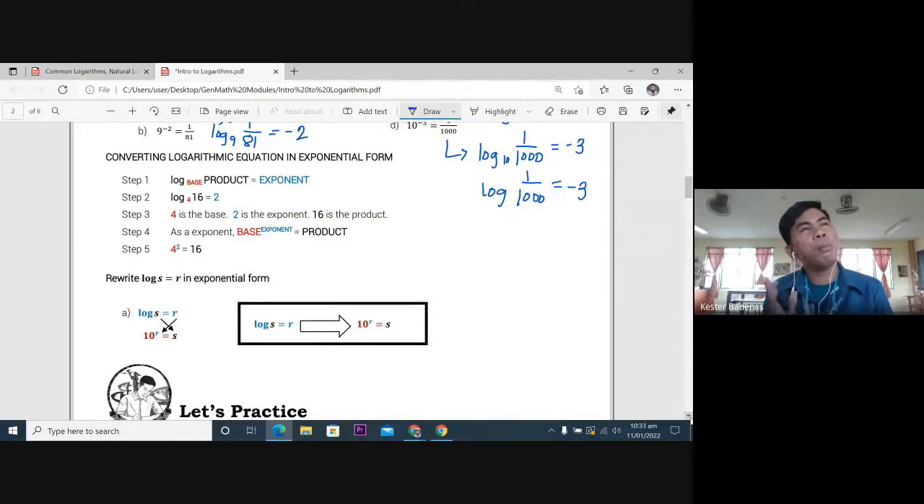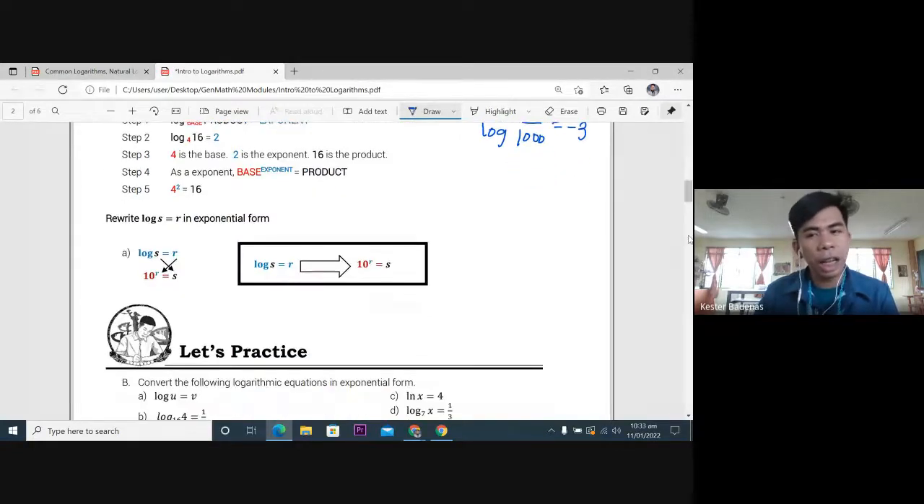Usually naman class, pag product, siya yung pinakamalaking number. Or siya yung pinakamaliit na number kasi minsan sa fraction, di ba? So, in exponent, base raised to the exponent, malamang, is equal to product. Hence, logarithm of 16 with the base 4 is equal to 2 is equivalent to 4 squared equals 16. Okay? So, ayan siya.